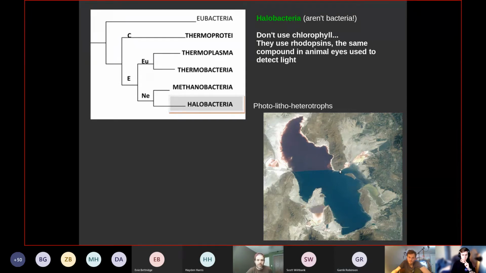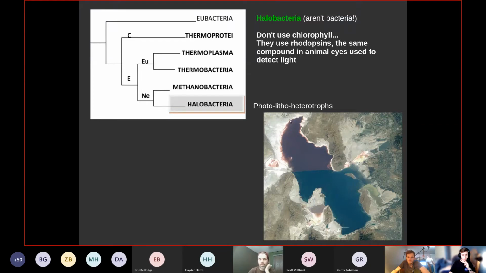And this is the color of them seen from space nowadays. What's different? The compound that they use to absorb light. Yes. So they don't use green pigment to absorb light. They use rhodopsins, these like pink pigments. It's the same thing used in your eyes to detect light. Just like eukaryotes, they use these rhodopsins, and that's what's making it pink.